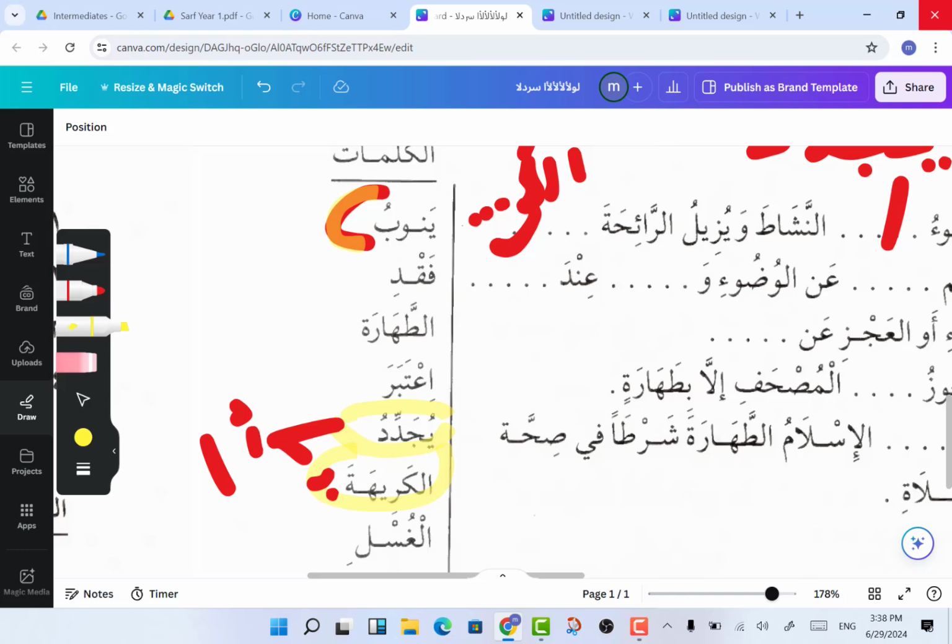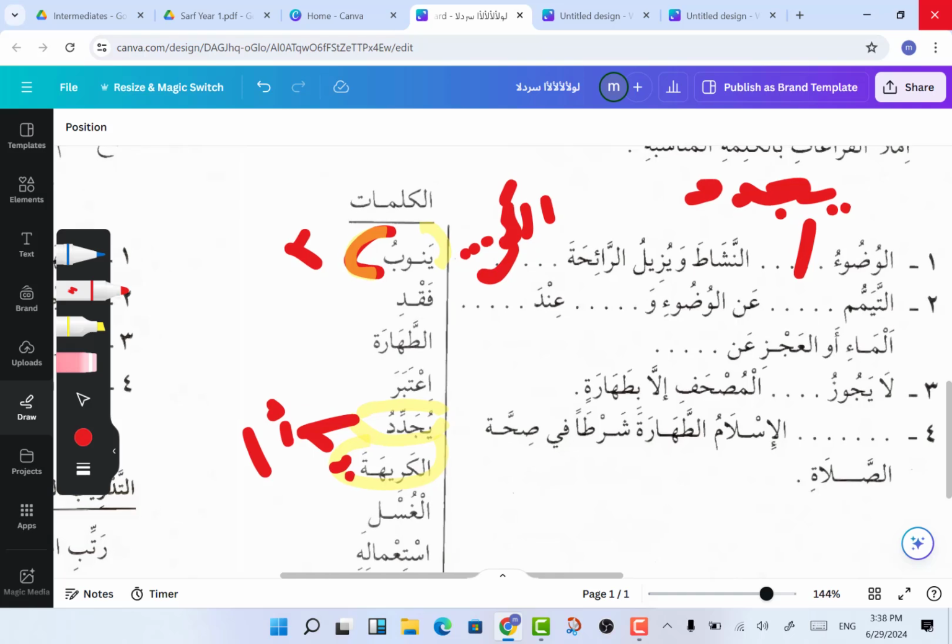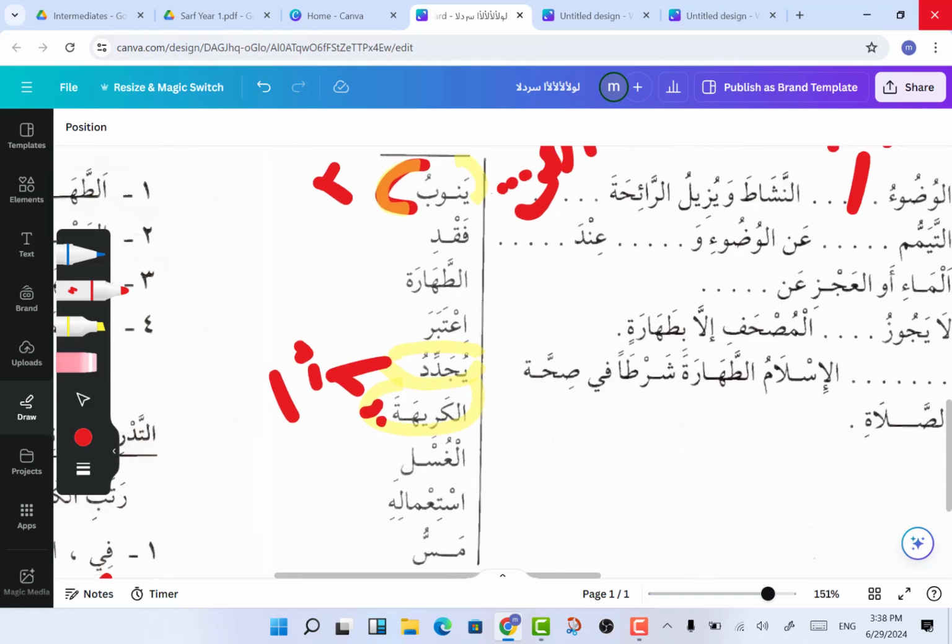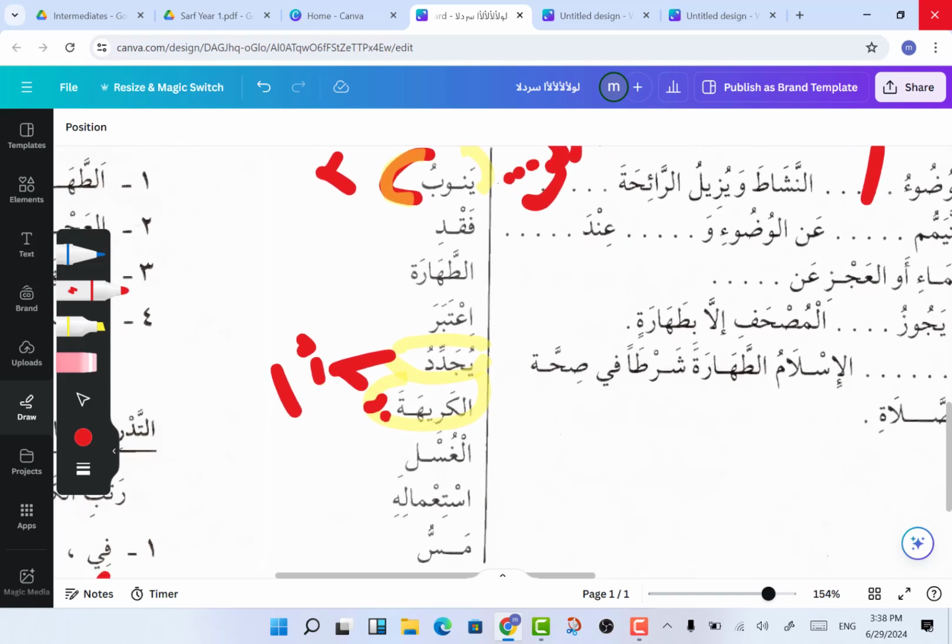Where's my yellow? Yes, yenubu. That's for number two. Yenubu. So you know that anil wudu'i, it takes place of what? Of the ablution, and also what? Al-ghusl.